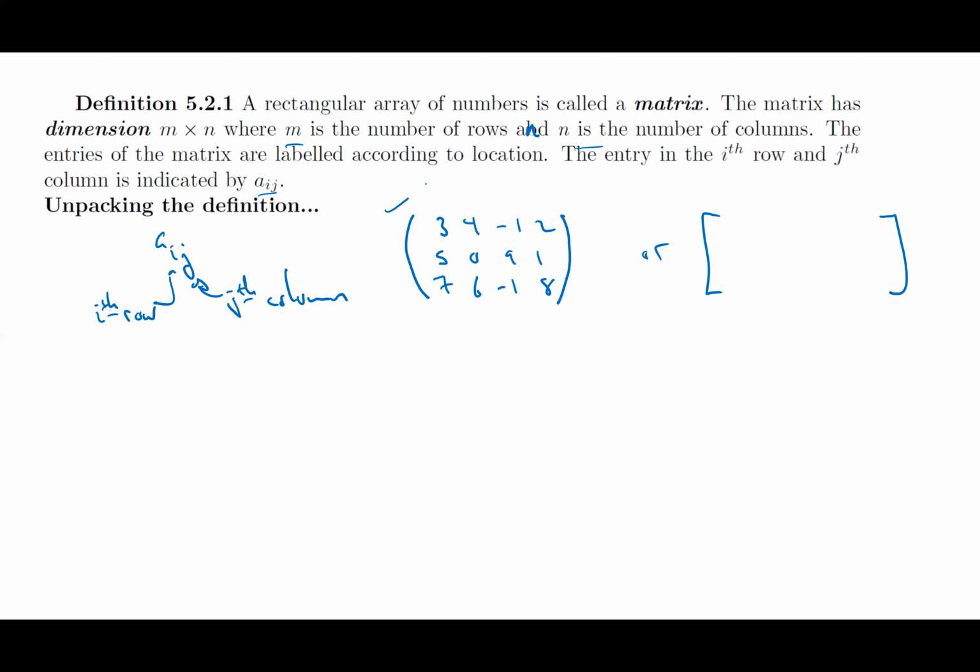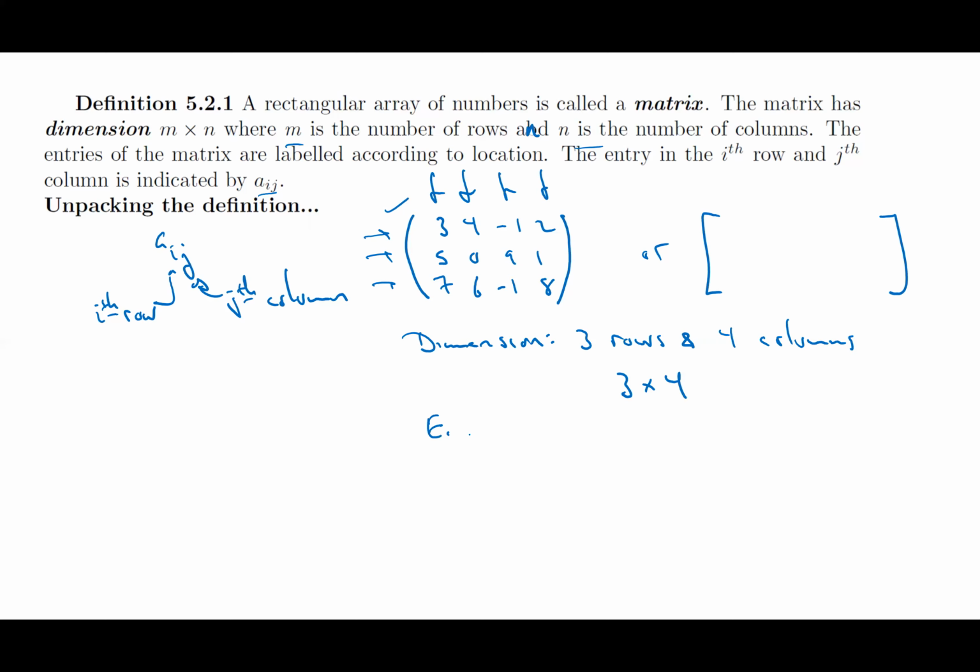So, okay, here, the dimension of this matrix, well, it has 3 rows, right? 1, 2, 3, and it has 4 columns, right? 1, 2, 3, and 4. So we say the dimension is 3 by 4.